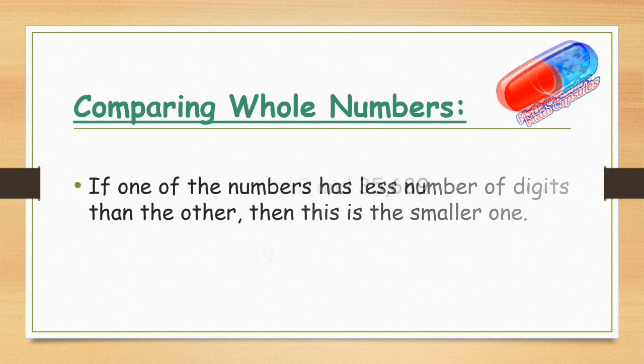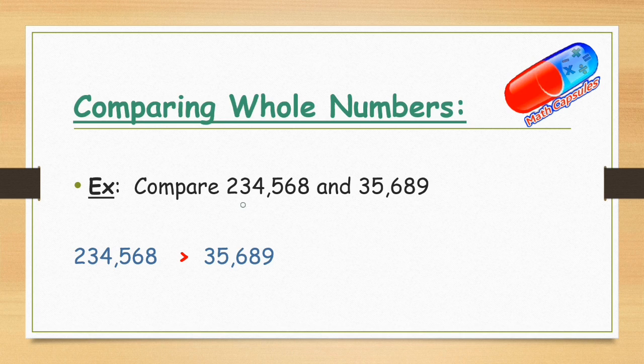Another example: compare the number 234,568 and the number 35,689. Also from the first look, here we have 6 digits and here we have 5 digits. So we don't have to think a lot, we just put our sign: this number is greater than this number.